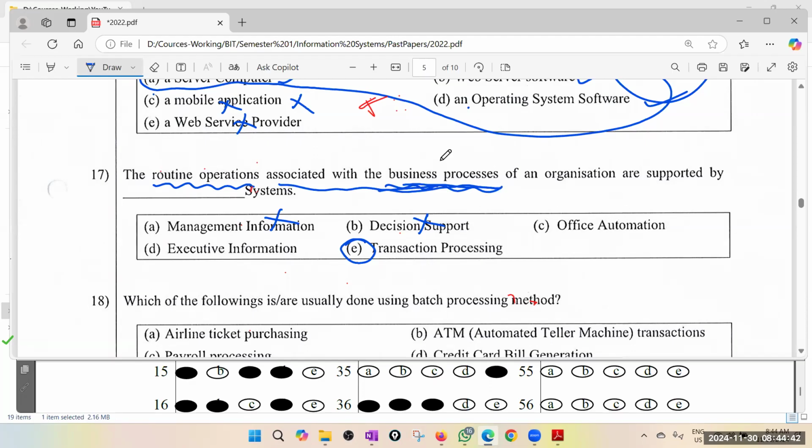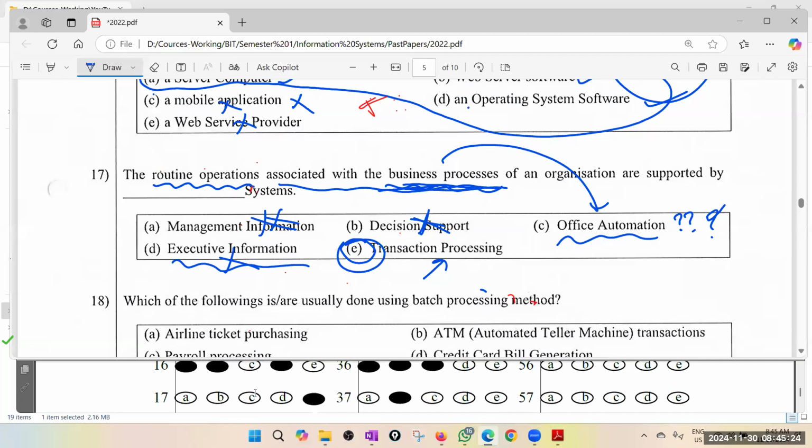But some of these documents can be related to business process as well. But mostly office automation means office administrative tasks. So it's debatable. I will not go for that. Maybe the examiner might take it, but because it is not directly related to business process, I will say no. Executive information system has nothing to do with routine operations, because executive information systems are for the CEOs, managing directors. That is very high level strategic decision making. So they are not interested in routine operations. So this is definitely no. This is debatable, but I will go for E because this is the direct answer. Yes, the examiner has taken E. The examiner also has not taken C.